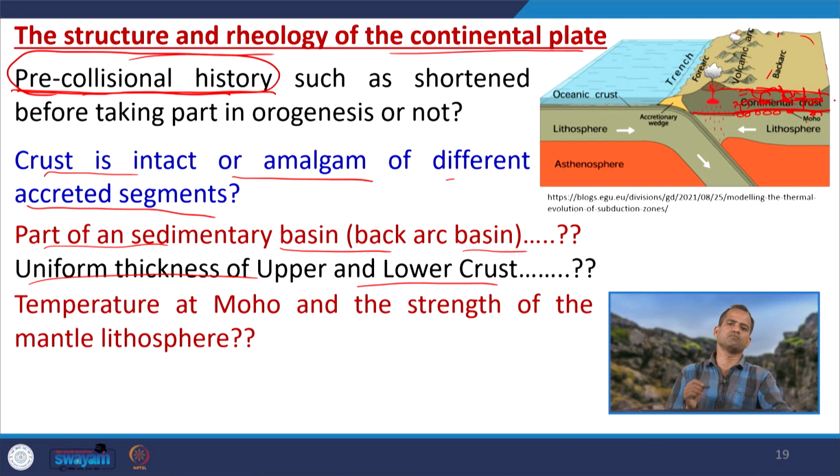Then temperature at the moho and the strength of this mantle lithosphere. So, what is the temperature between the moho and this crust? So, all that is responsible for what type of mountain is going to form. So, what the degree of deformation of this mountain will be, what should be the width of this mountain range, what should be the height of this mountain range, what should be the rock type of this mountain range, that all depends upon the type of factors of this continental lithosphere which is taking part in the orogenesis.